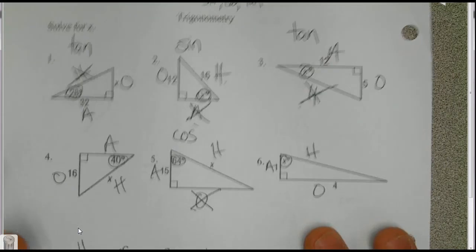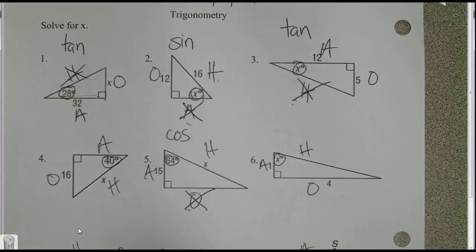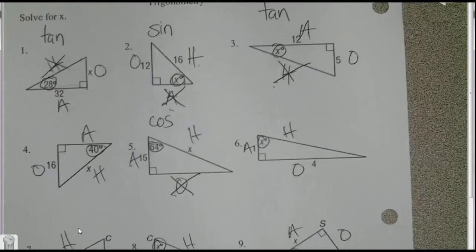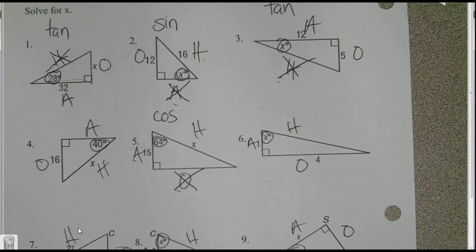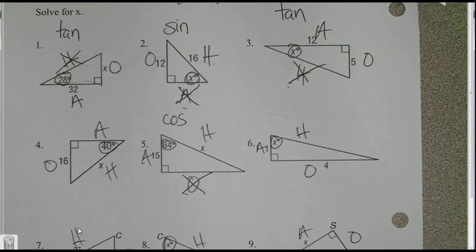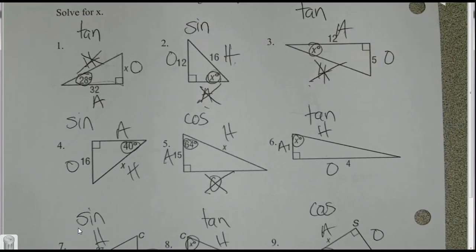So anyway, what I want you to do now is go through and identify whether we are using sine, cosine, or tangent on 1 through 12. So go ahead and take a minute, pause the video, and write down whether we're using sine, cosine, or tangent. Okay, so hopefully you were able to do it.